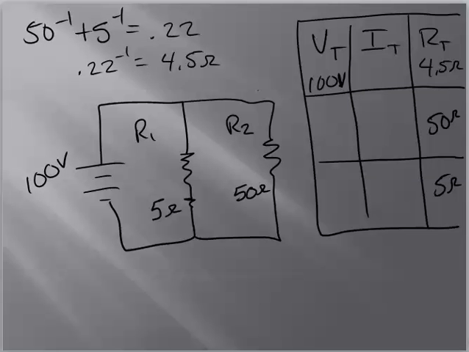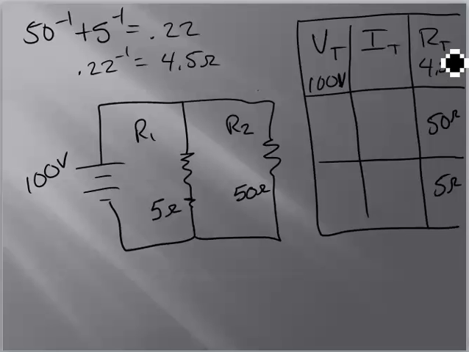I've gone ahead and put it in here, and I've said 50 inverse plus 5 inverse is equal to 0.22. I did that just like that on my calculator. I used that inverse button. Be sure to ask me about that tomorrow if you're not understanding how to use that inverse button. I then have to take the inverse of my answer. So I take 0.22 inversed, gives me 4.5 ohms. So I found that RT.